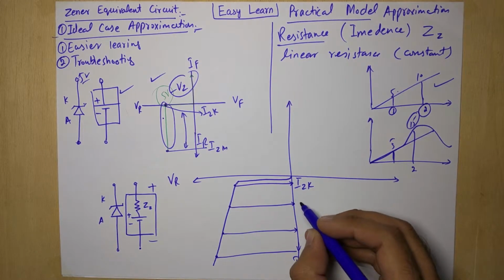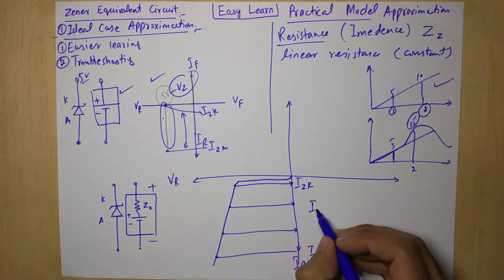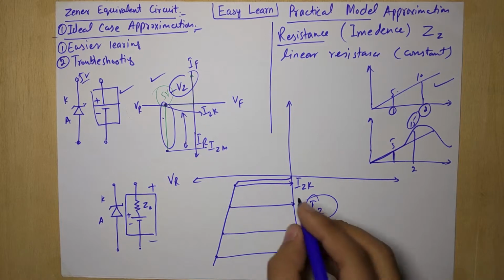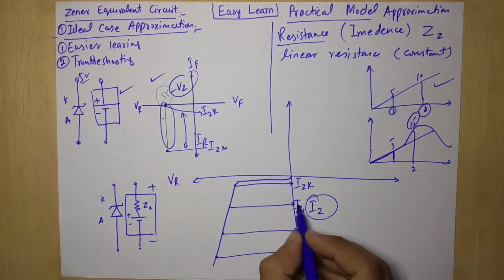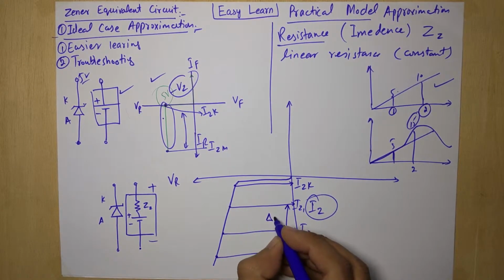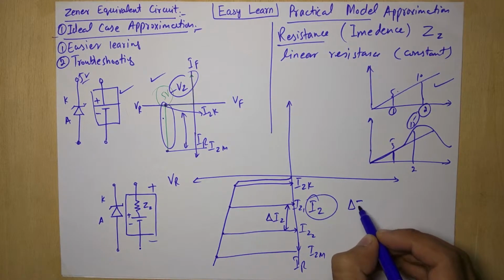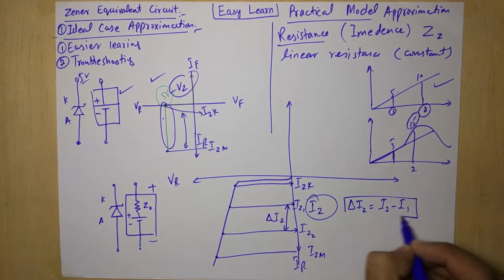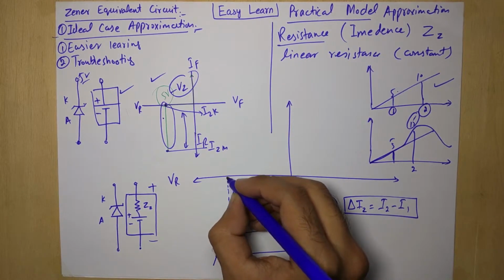So I take 2 points, this is point 1, or you can say this is point 2. This is basically IZ, as I told you in the previous episode, this is current. So this is IZ1 or IZ2, and their change is basically represented by delta IZ generally. What is delta IZ? That is I2 minus I1.